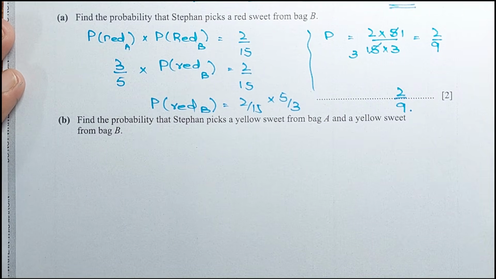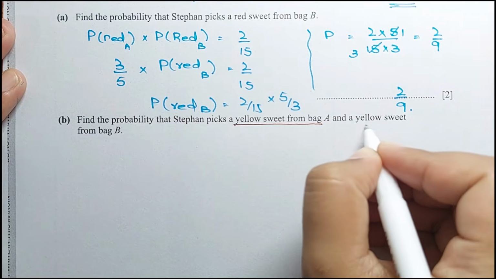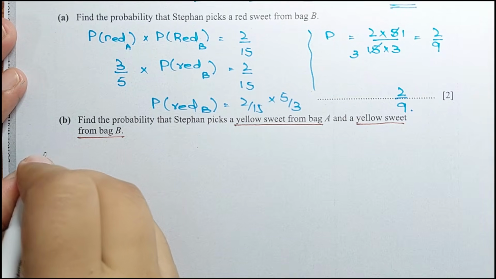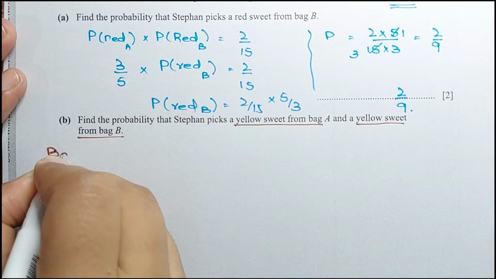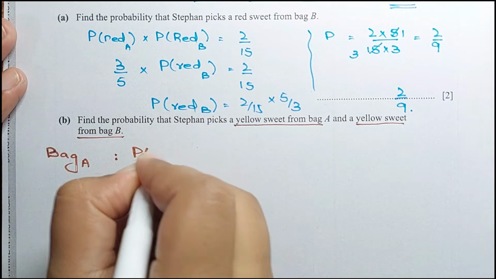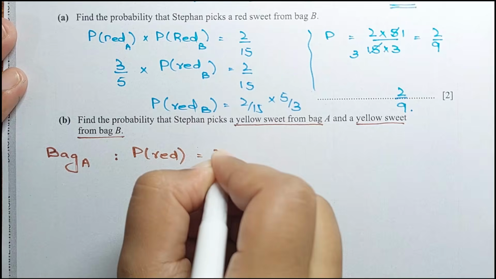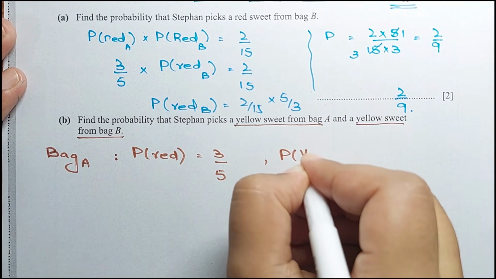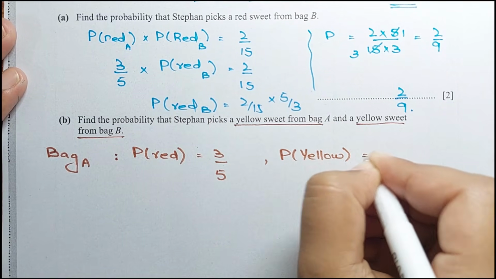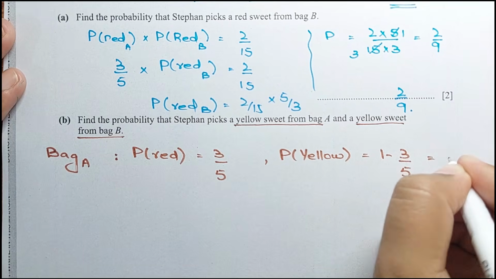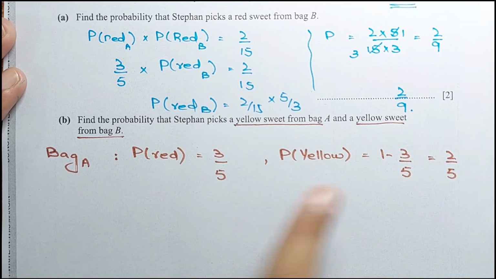Part B, find the probability that Stephen picks a yellow sweet from bag A and a yellow sweet from bag B. For bag A, the probability of red is given as 3 over 5. So the probability of not red, which is the probability of yellow, is 1 minus 3 by 5. 5 times 1 is 5 and 5 minus 3 is 2 by 5. That is the probability for yellow.